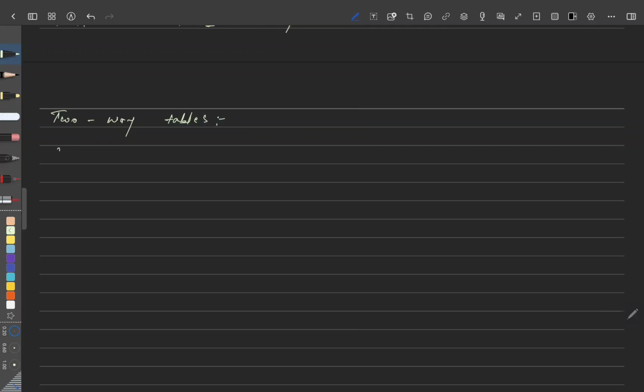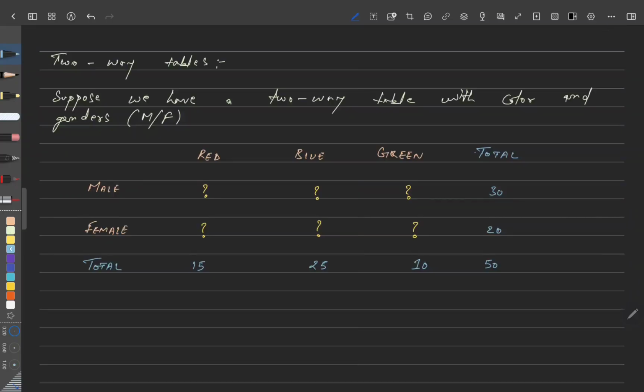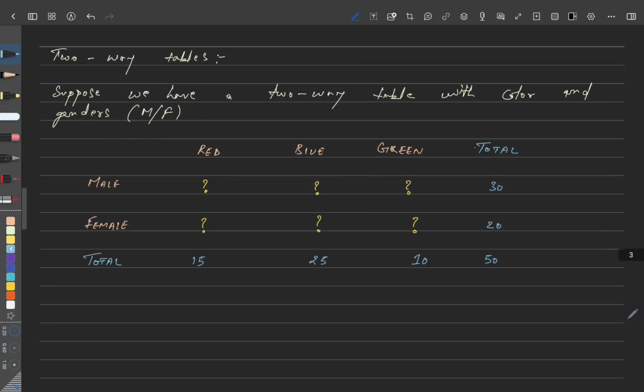Imagine that, or suppose, yeah, because we are not imagining, we are actually having it. So suppose we have a two-way table with color and genders, male or female, and we have a few colors. So let me create the table first quickly. So this is the table that we have been given, and the question marks are the values that we need to find out. Okay, we need to guess basically.